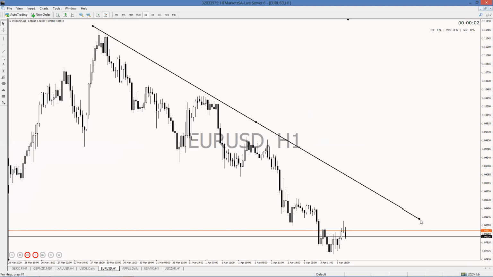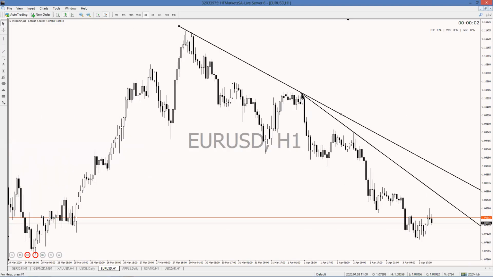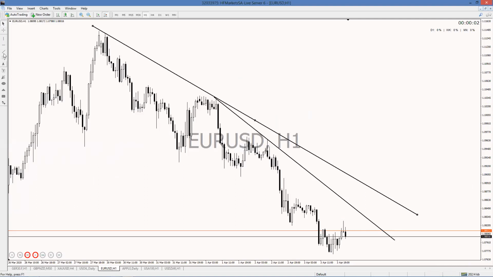So this is a trend line. If you decide to take this point and that point, that's another trend line. If you decide maybe to take this point and that point, that is a trend line somewhere in space.